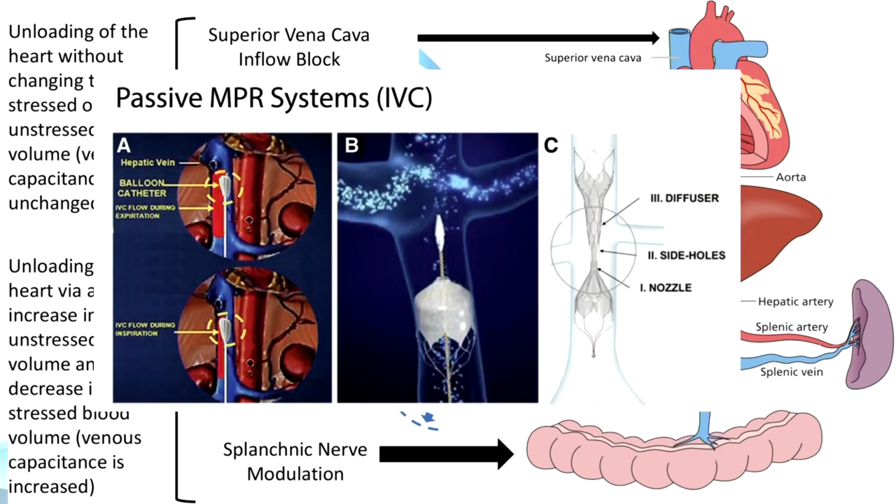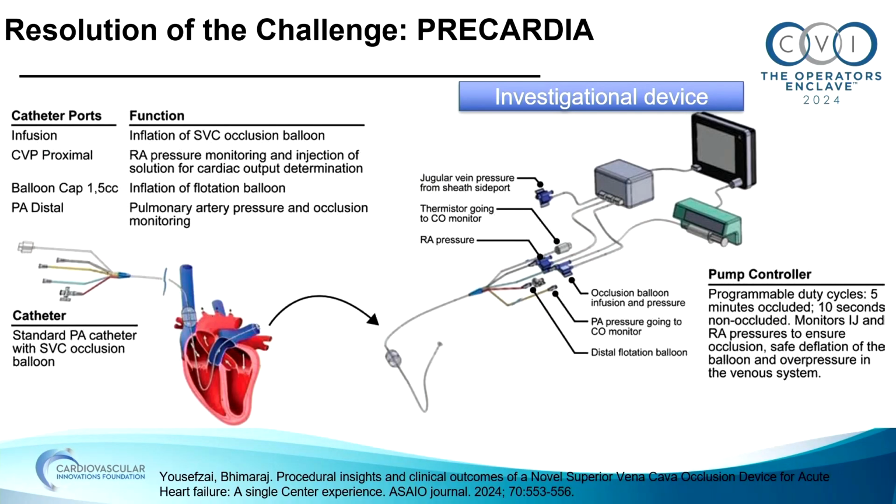There are two passive mechanical preload reduction systems, which I'm not going to go into because the case today is about the Precardia system, but these two are under investigation at this stage, probably a little further behind the Precardia study in the realm of clinical trial. So what is the Precardia system, now that we've set the stage that preload is important?